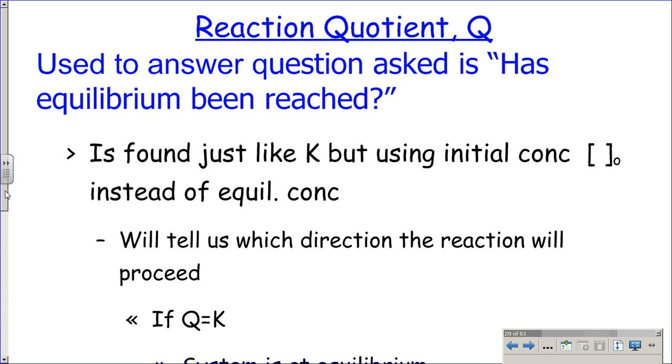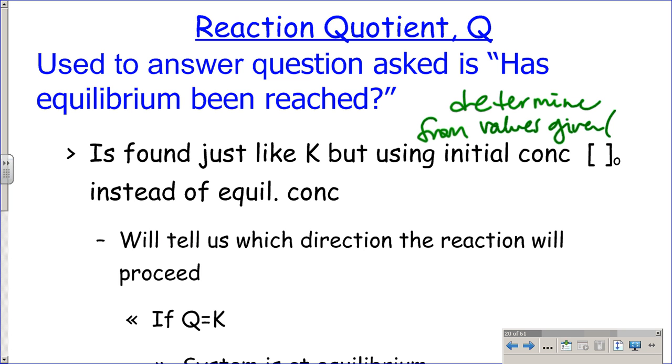This is something called Q. Q is a reaction quotient. Where do you think they got the variable Q from? Quotient. Okay, thank you. So this is something that you can determine from values given where there's no zero given. You must determine Q when you're given concentrations or values where none of them are zero. I'll tell you why in a second.